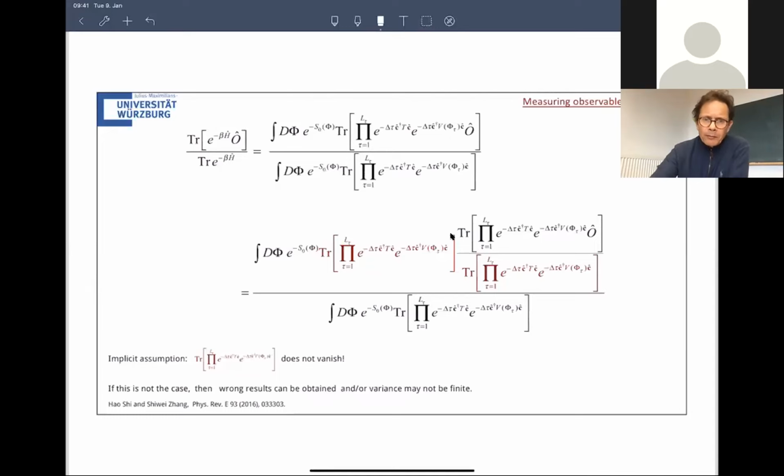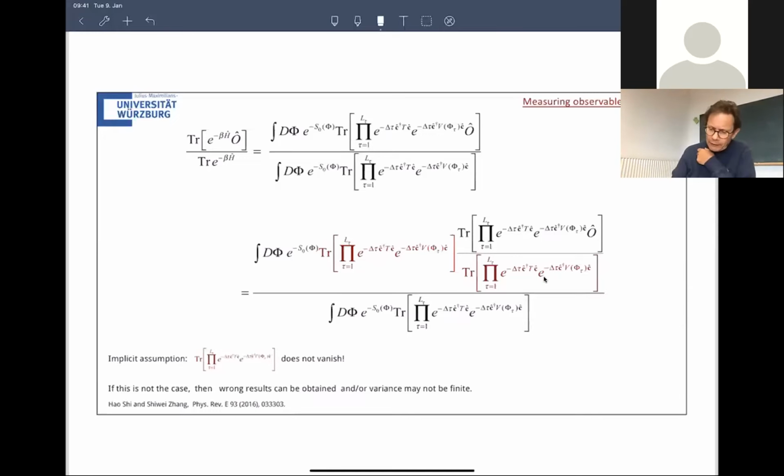Now, to measure things, I will assume that this trace here, which is the determinant, is not equal to 0, and then I can multiply and divide by the trace. So this is an assumption. This could go to 0. We know that there are some configurations where it can go to 0. The configurations where it goes to 0 have a very low weight, because it's 0. But nevertheless, this could lead to problems, and that has been discussed in this paper. Okay, but this is another subject.